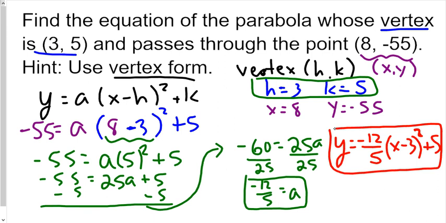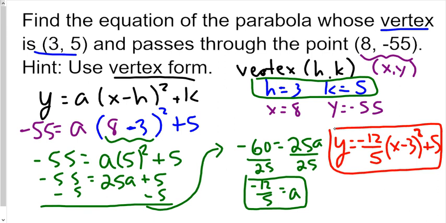It seems like a lot, but again, step 1, we use our vertex form and write it out. Step 2, list our h and k from the vertex. Step 3, list our x and y from the point given. Step 4, plug in x, y, h, and k, and step 5, solve for a. Once we find the value of a, the last step is to plug in a, h, and k into our formula. And that's it.